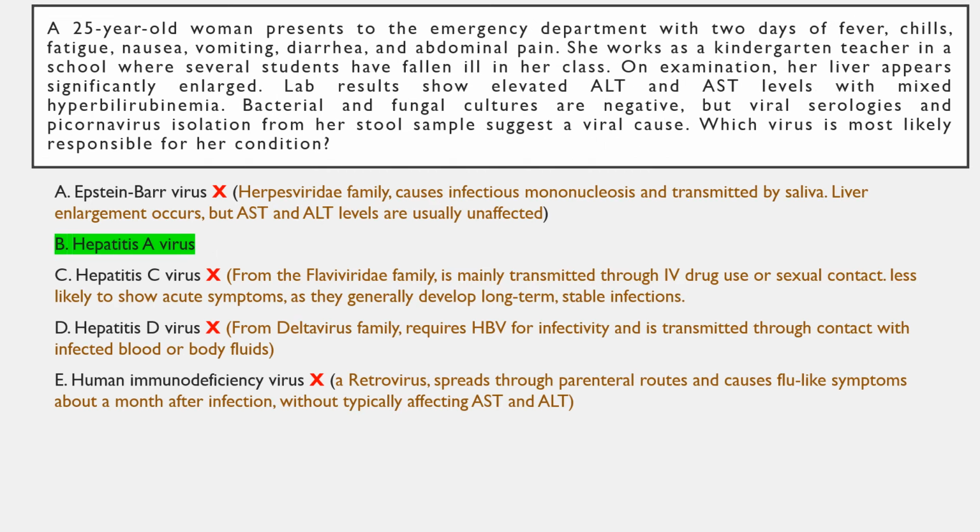Let's have a look at why the other options are incorrect. Option A is incorrect, as Epstein-Barr virus is a member of the family of herpesviridae that causes infectious mononucleosis. This virus is transmitted by saliva and presents with pharyngitis, fever, posterior cervical lymphadenopathy, and splenomegaly. While the liver can be enlarged, AST and ALT are not typically affected in mononucleosis.